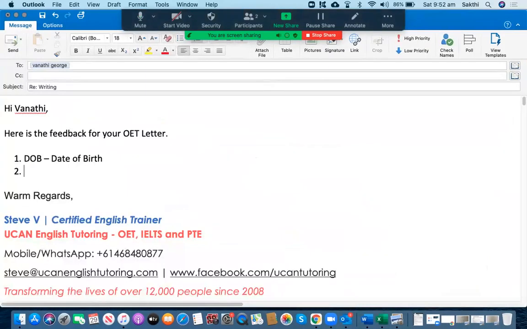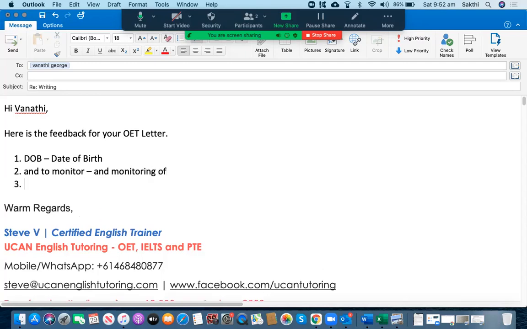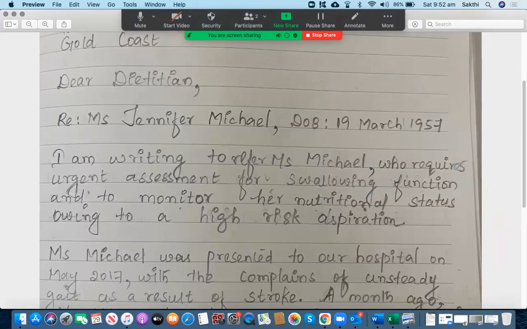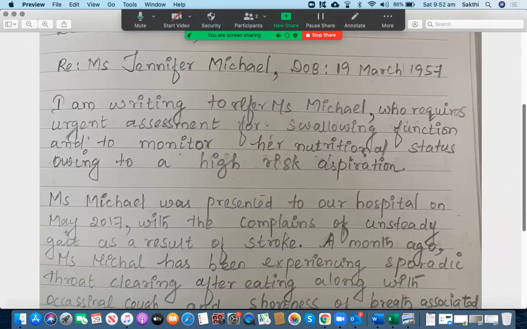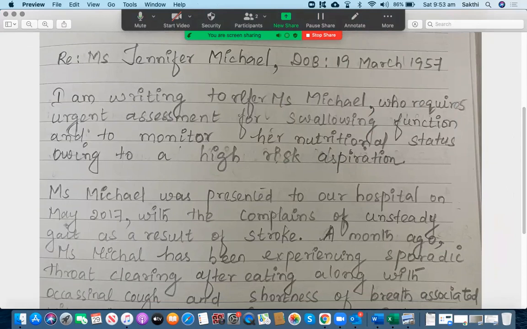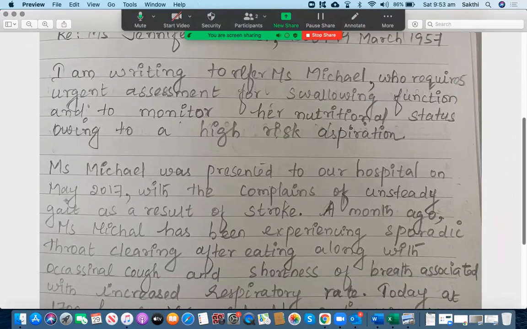Try not to change the verb plus ing form to to plus verb form in the same sentence after using and. It's wrong. So and to monitor needs to be and monitoring of. That's how you should have written it down. Monitoring of her nutritional status. This spelling is correct. Good. Nutritional status owing to a high risk aspiration.